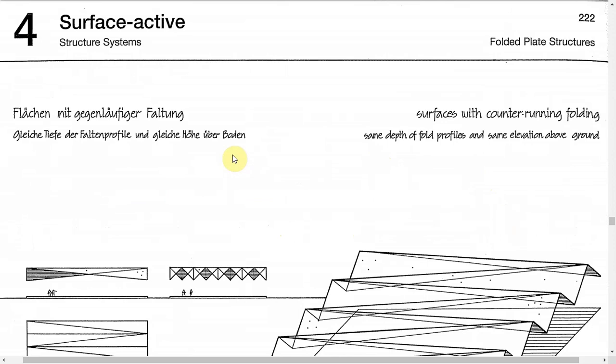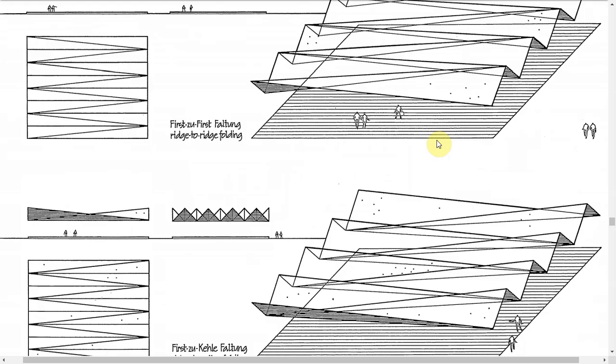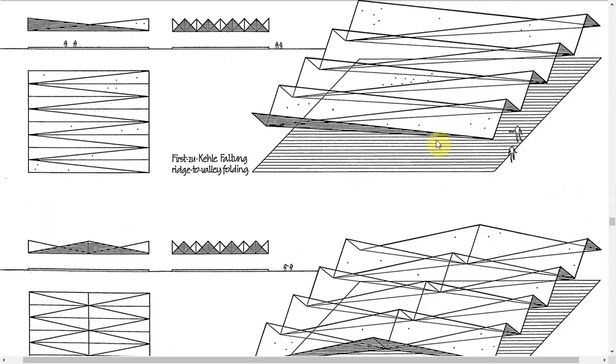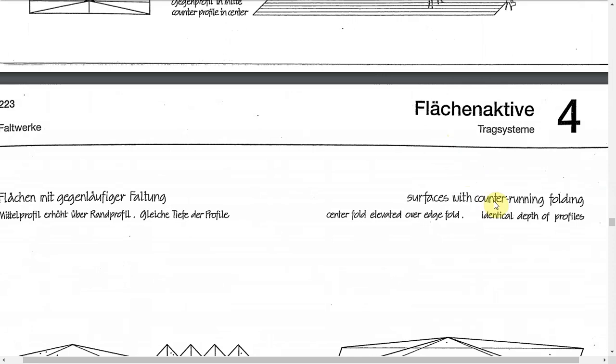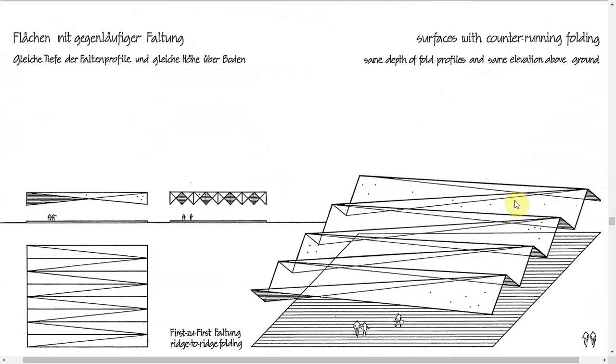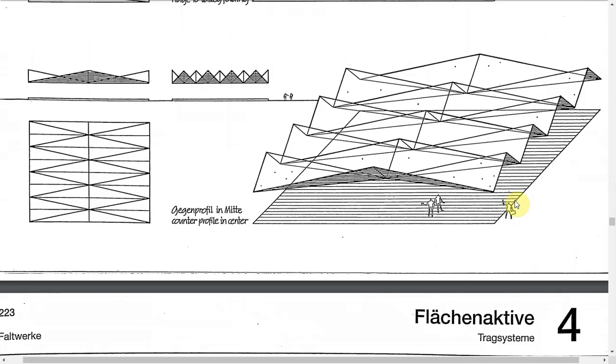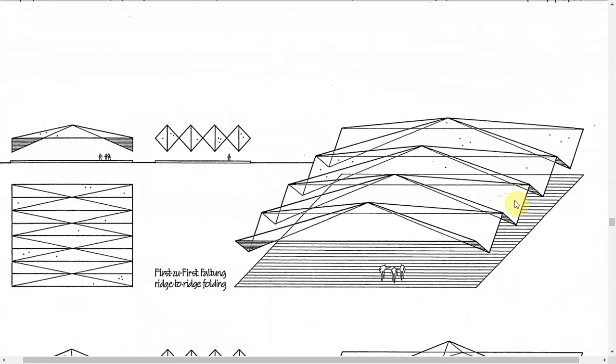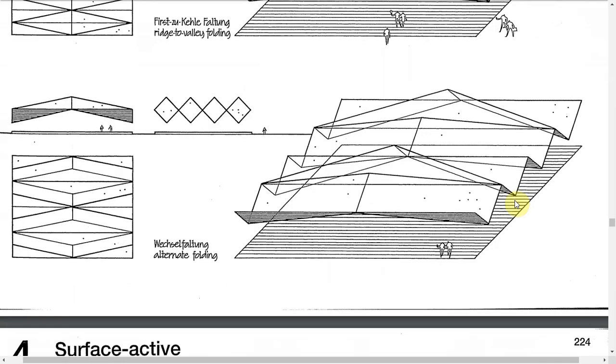And now we come to the types, because folded systems have n number of possibilities. First is the surfaces with counter running folds, and its examples are shown here, right? And then comes the surfaces with counter running folding, right? All these examples are the counter.